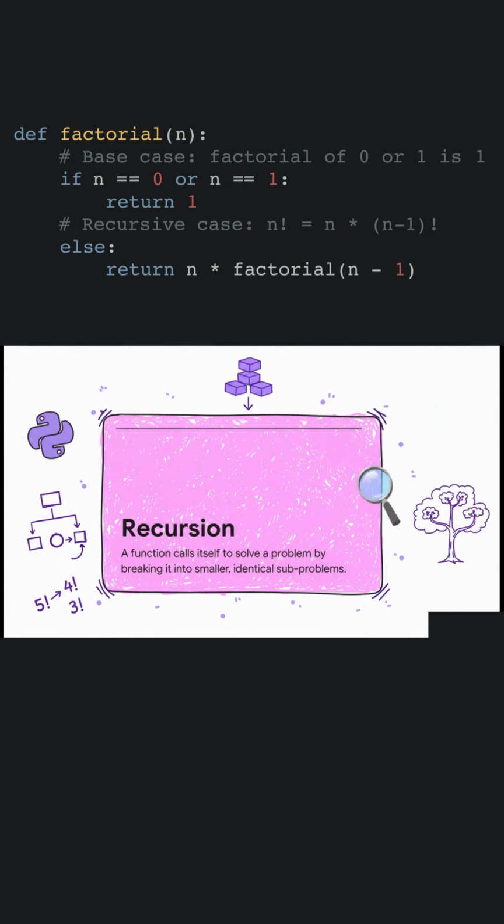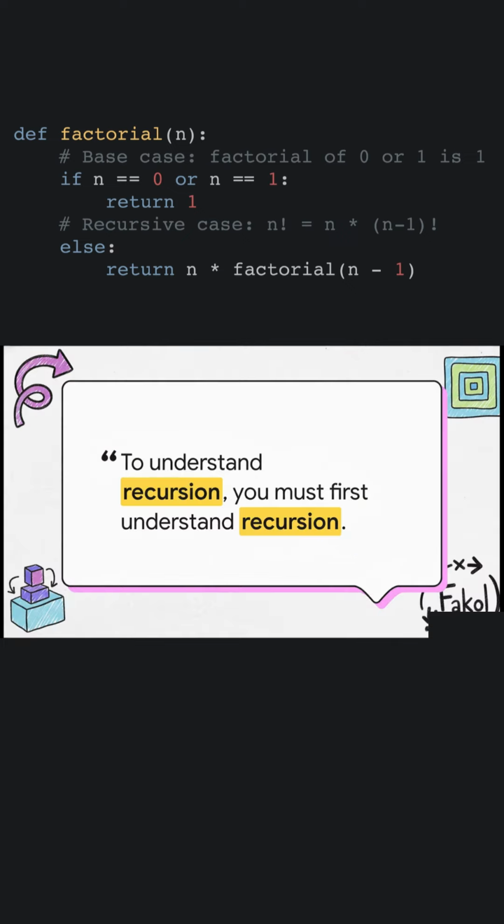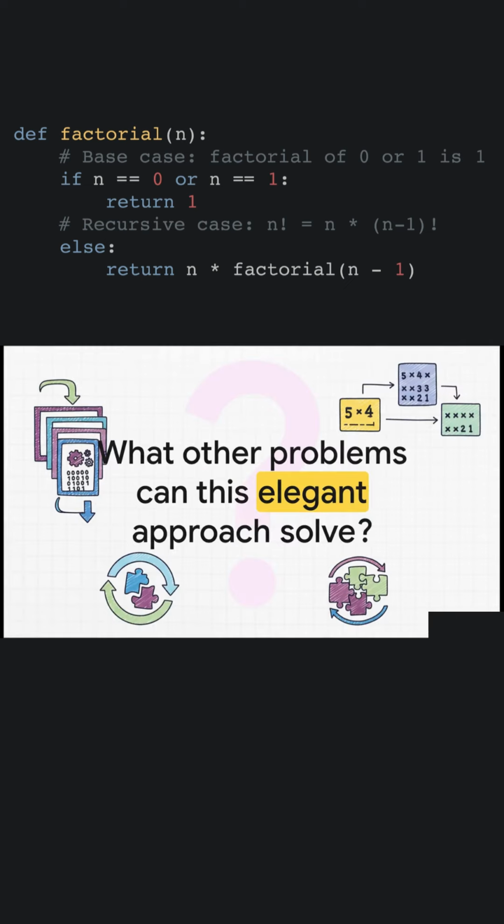This entire process we just witnessed, a function calling itself to solve smaller pieces, that's what recursion is. It's such a core concept that programmers have a famous, kind of circular joke about it. So, you see, by solving the smallest piece, you can solve the whole thing. What else could this solve?